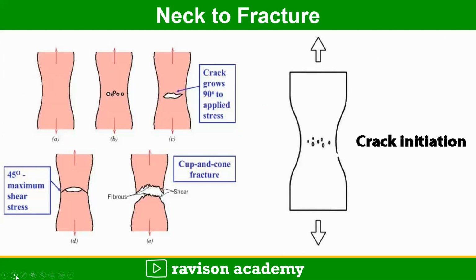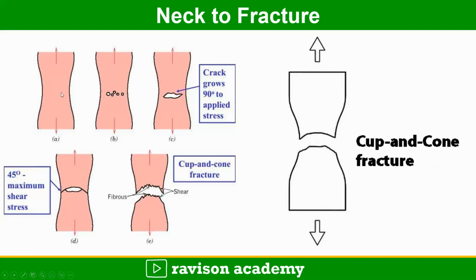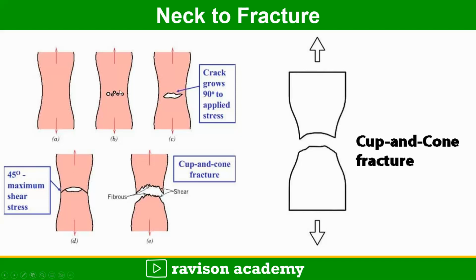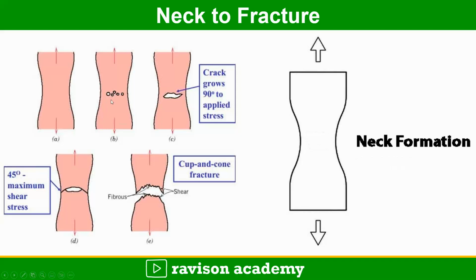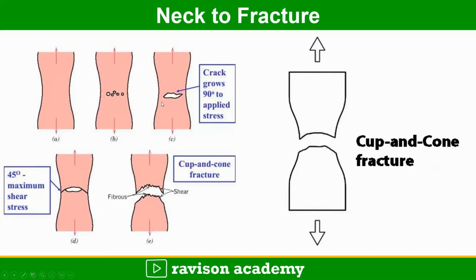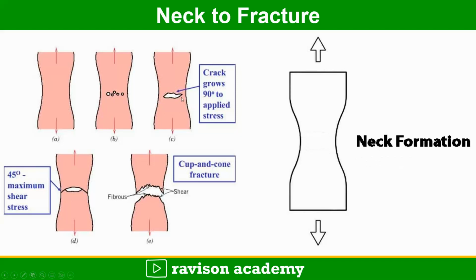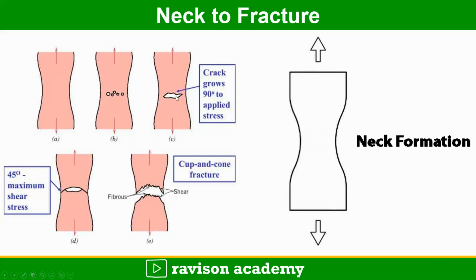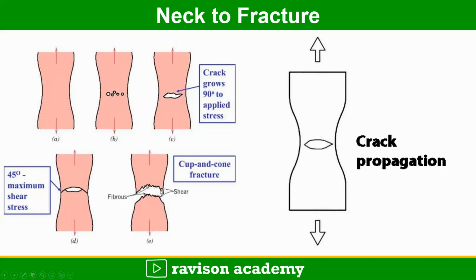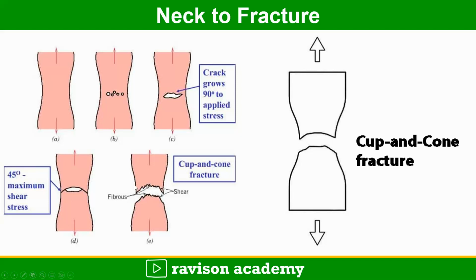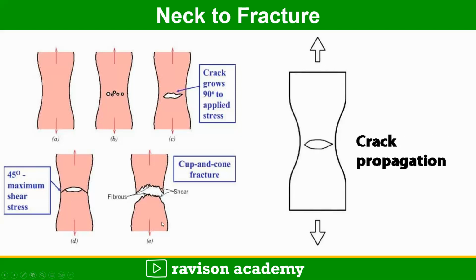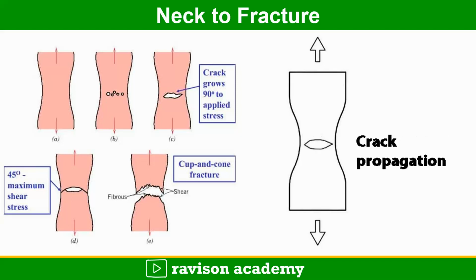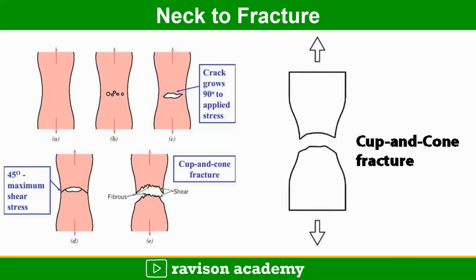So after neck formation, if you increase the load, the cavities are formed. Micro voids or cavities get formed. Beyond that, if you increase the load, the cavities get joined, the cracks grow and join, and a crack is formed. That is crack initiation. Then the crack is propagated and finally the fracture occurs. So the mode of fracture of a ductile material is a cup and cone fracture. So the neck formation, crack initiation, crack propagation, and finally the cup and cone fracture.